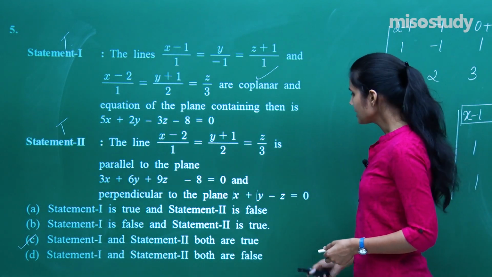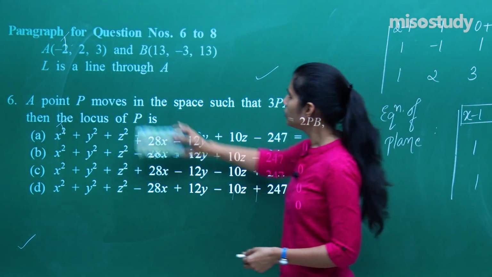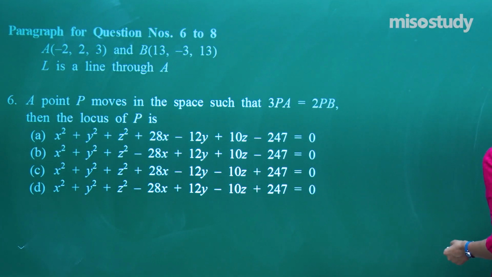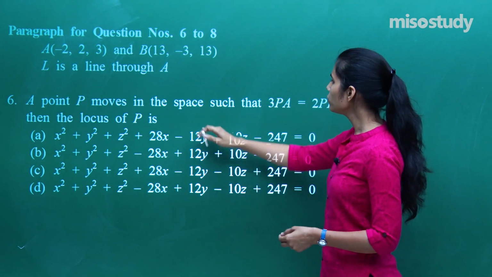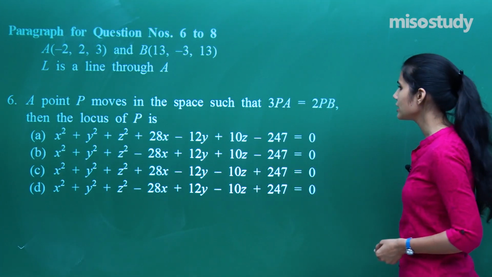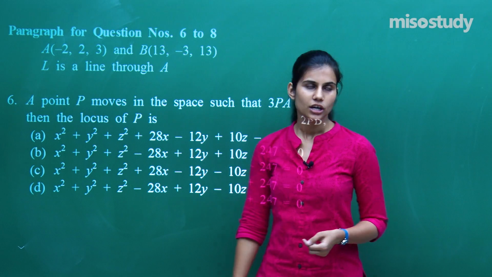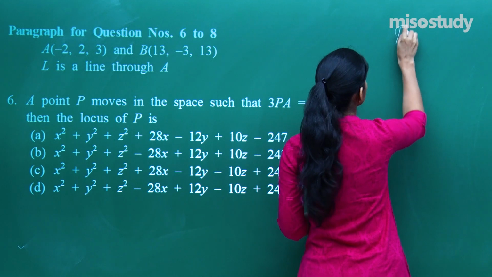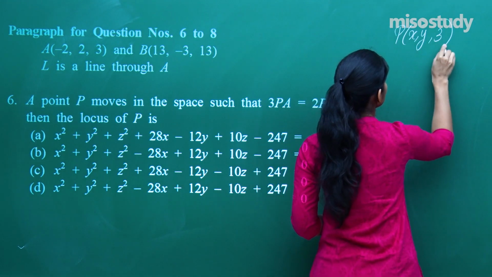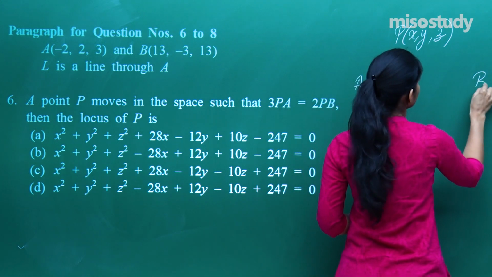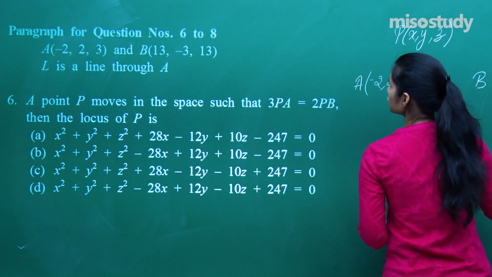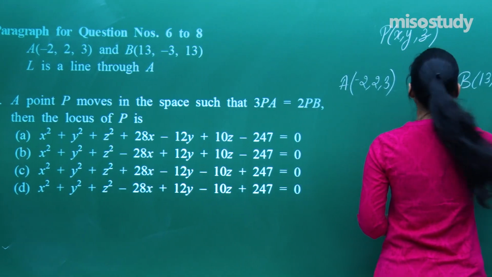Clear? Next, let's see what we have. We have a paragraph question now. So what does it say? A and B are 2 points whose coordinates are given to you. Next thing we have is a point P that moves in space such that 3 times PA equals 2 times PB, then the locus of P is what? So see, A is given to you, B is given to you. So P is say x comma y comma z. So this is point A, this is point B. A is given to you as minus 2, 2, 3, and B is given to you as 13, minus 3, 13.